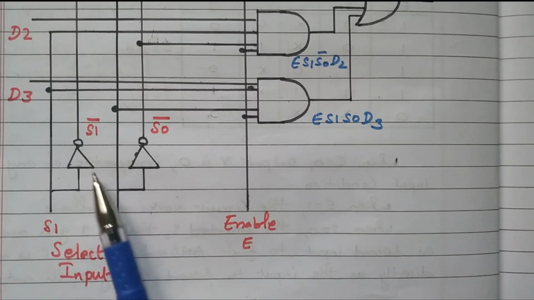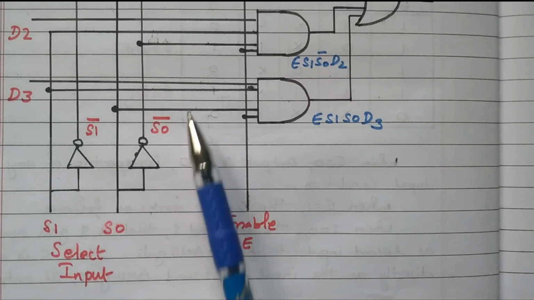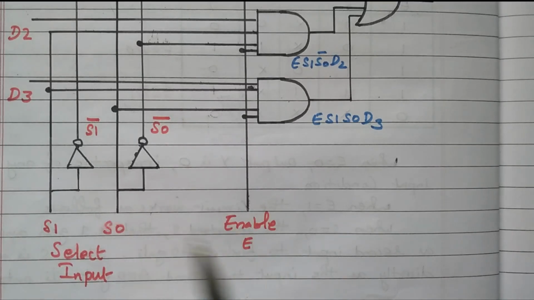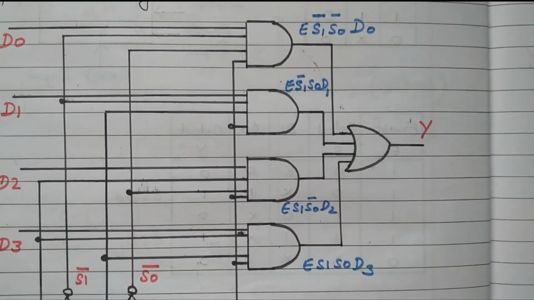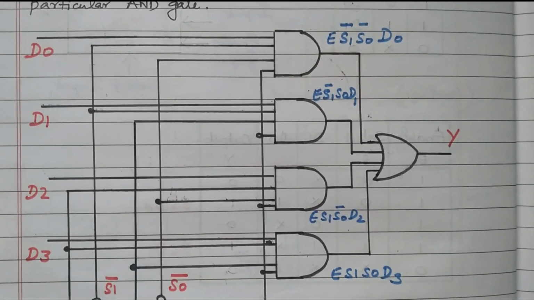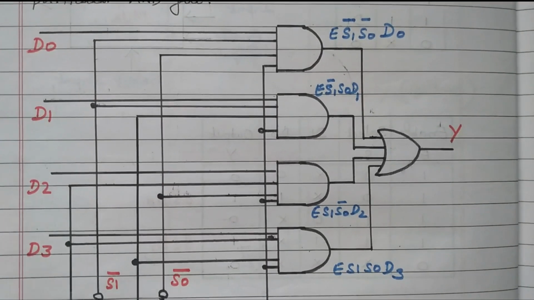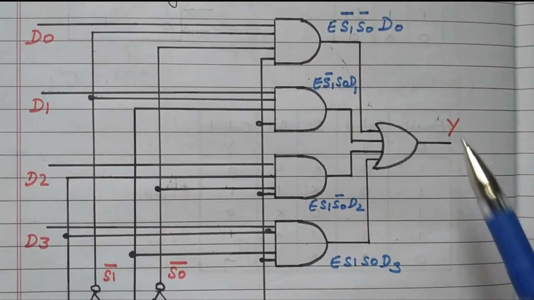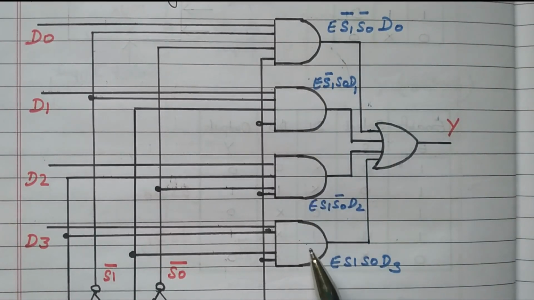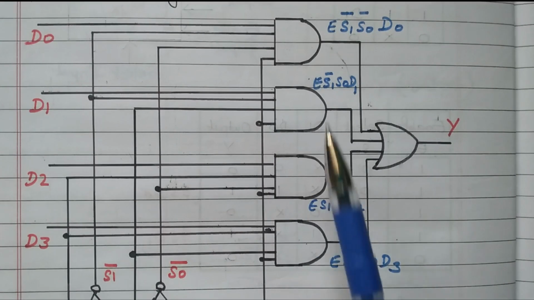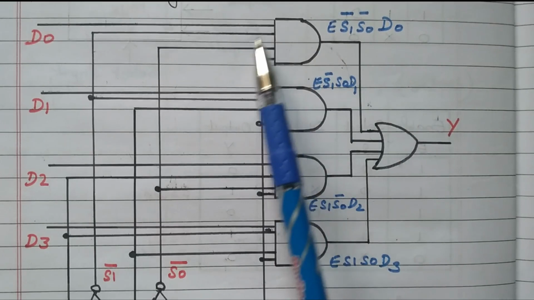Now we need to connect either S1, S0, S1 dash or S0 dash to the particular AND gate, right? How will you connect this? There are 2 selection lines, so we have 4 combinations available: 0 0, 0 1, 1 0, 1 1. So for 0 0, S1 dash and S0 dash are connected here.